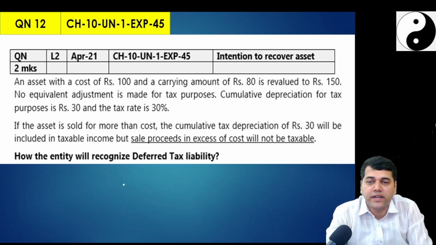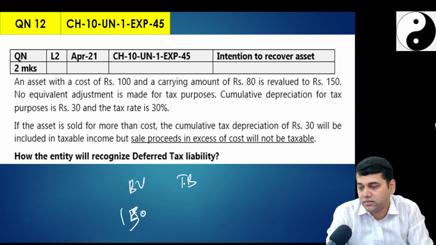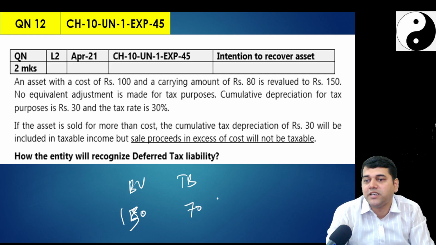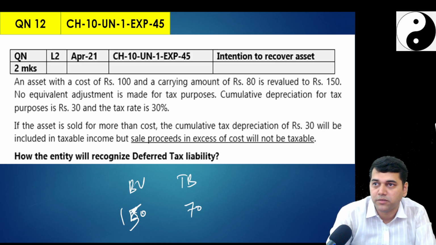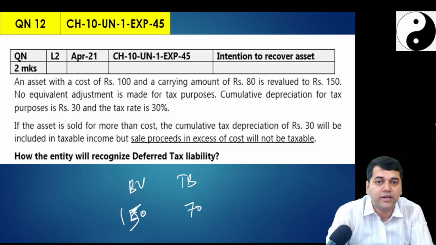An asset with a cost of 100, carrying amount is 80. So book value is 80. Revalued to be 150. So now book value became 150. No equivalent adjustment is made for tax purposes. So what is my tax base? As I told you, cumulative tax depreciation is 30, so 70. Tax rate is 30%. So my book value is 150. How did you get it? 100 minus 20 depreciation, it became 80, plus 70 revaluation surplus, it became 150. Tax base: 100 minus 30 gives you 70.